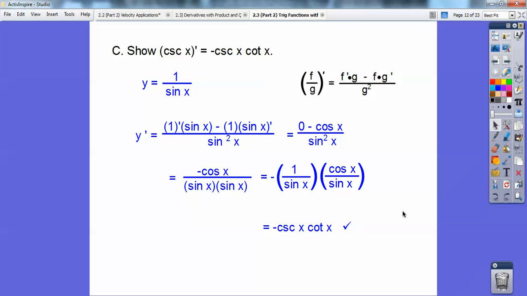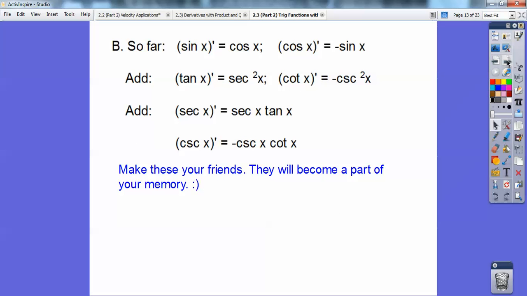Okay, and you can do the same thing with secant x, setting it up the same way. So make these guys your friends. You're going to be using them so much throughout calculus, you'll have them memorized sooner or later. So the sooner the better, you guys.